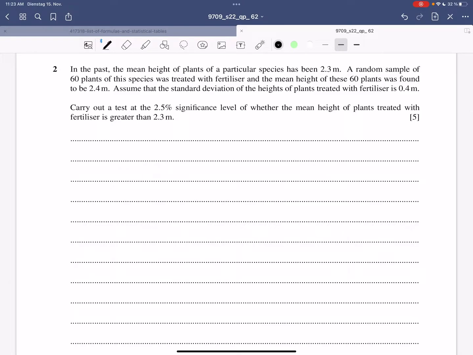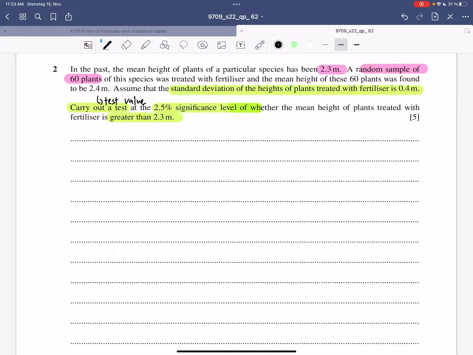In the past, the mean height of a plant of a particular species has been 2.3. A random sample of 60 plants was treated with fertilizer and the mean height of these 60 plants was found to be 2.4. So this 2.4 is our test value. Assume that the standard deviation, so it is standard deviation, people, is 0.4. Carry out a test at a 2.5% significance level of whether the mean height of plants treated with fertilizer is greater than 2.3.